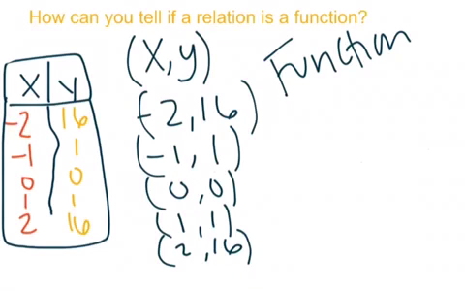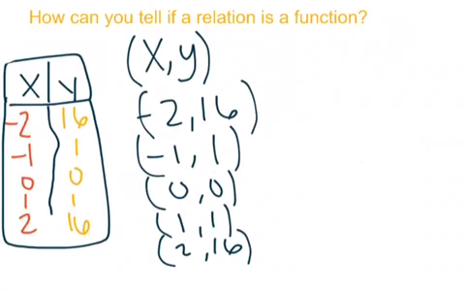Okay, so over here we have a function table with x and y values, and then we have our ordered pairs, okay? If a set of ordered pairs, or the domain and range value, to see if it's a function, okay? So right here our x values are -2, -1, 0, 1, and 2.